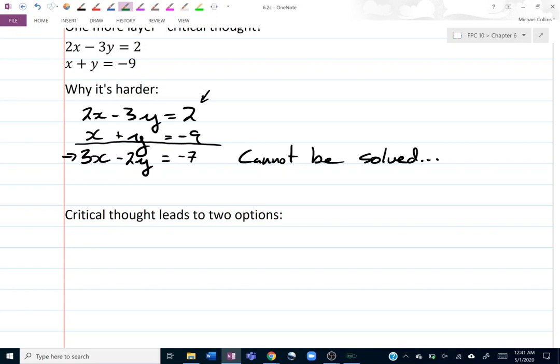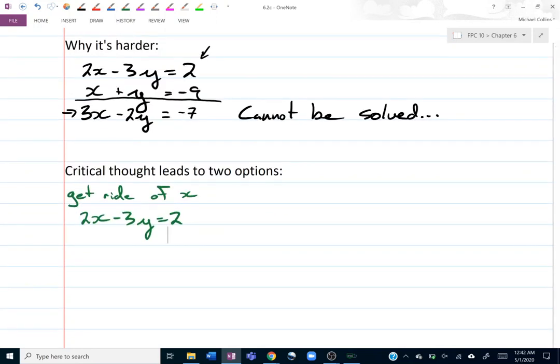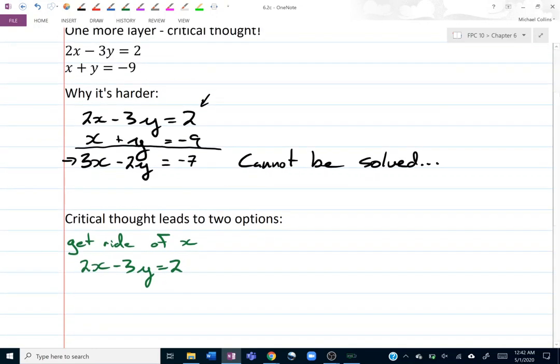So let's try and get rid of the x. I'm just going to write down my first equation, 2x minus 3y is equal to 2. Eventually, you should get good enough at this that you can predict which equation you're going to have to manipulate, or both of them. I know just from looking at it that I don't need to manipulate my top one. And then my bottom one, I've got x plus y is equal to negative 9. So I want to get rid of the x.